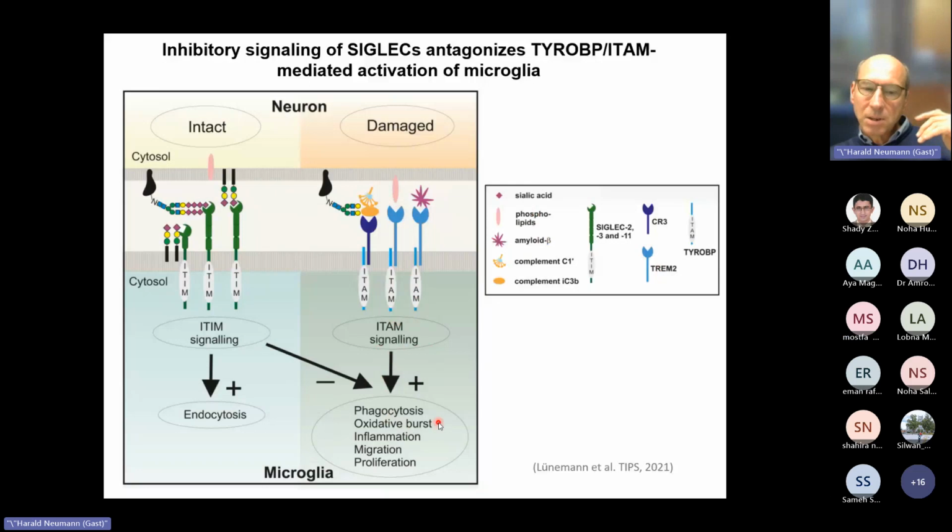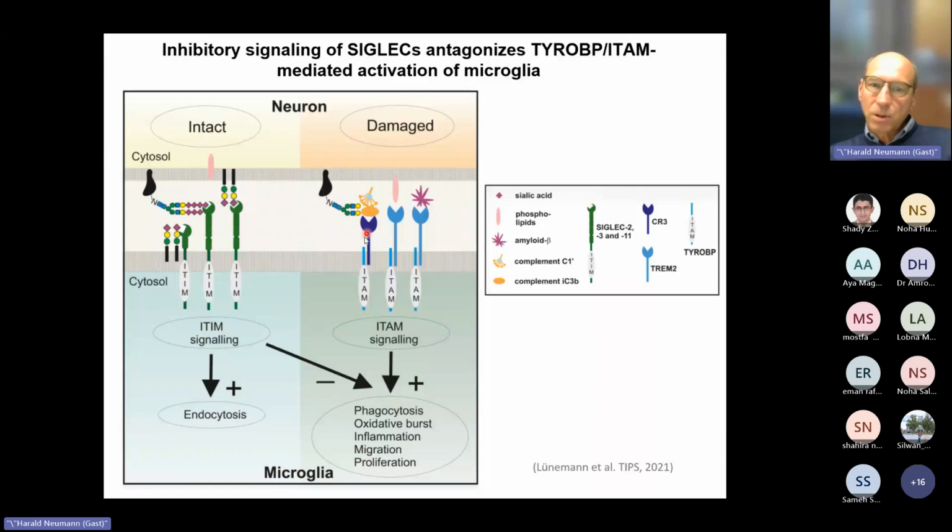Activation means that they increase phagocytosis, they clear off the cells, they remove synapses. You will have an oxidative burst. The oxidative radicals then are freely diffusing and are damaging our brain. You have inflammation. You can get migration and proliferation also of this microglia. And again, this activatory signaling is shut down by this inhibitory signaling. So all these receptors cluster together on a certain spot on the cell, and the net outcome of this signaling decides what the cell is doing.